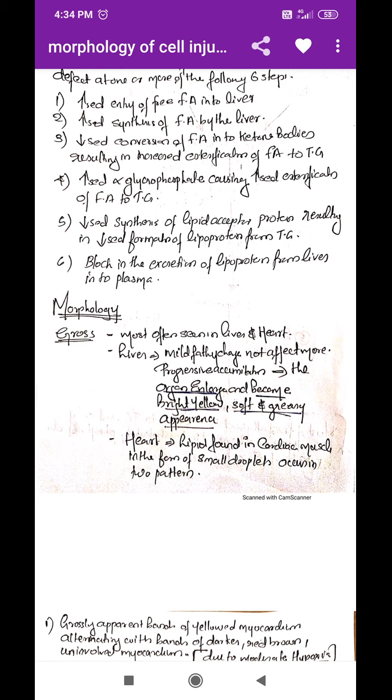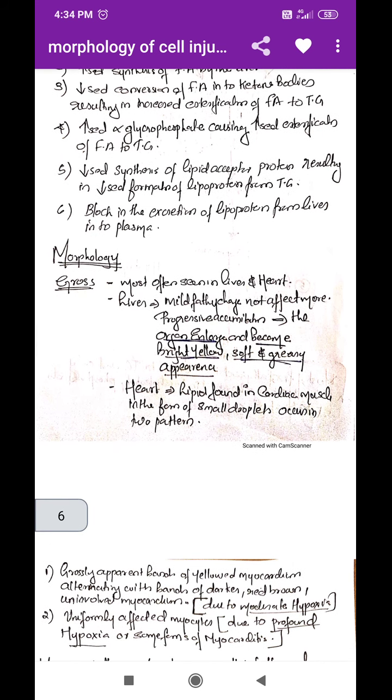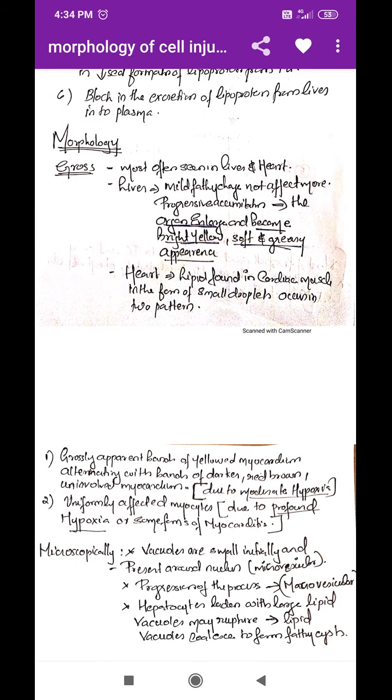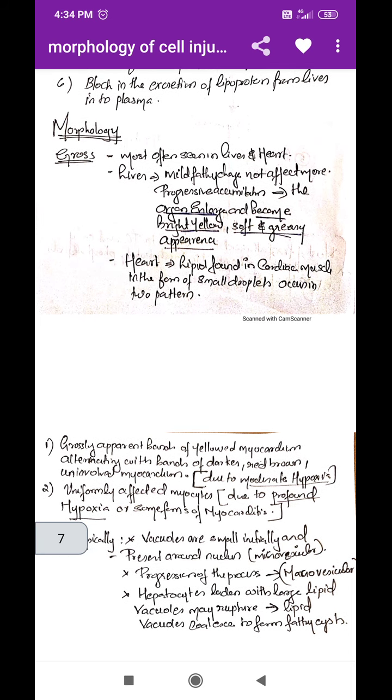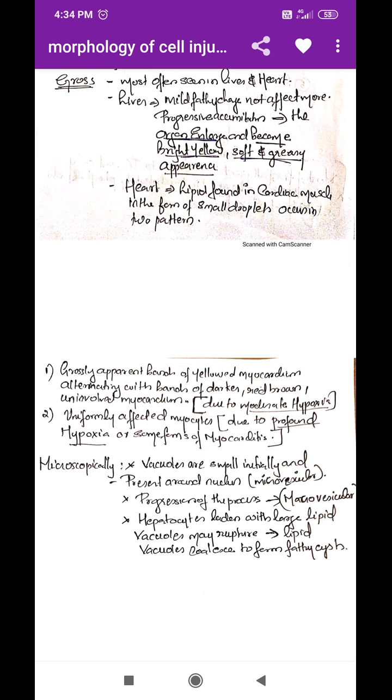Okay, and in the heart mainly two patterns are seen. The first one is due to moderate hypoxia. Grossly, apparent bands of yellowed myocardium alternating with bands of darker red-brown uninvolved myocardium can be seen. The second is due to profound hypoxia or some form of myocarditis, where uniformly affected myocytes can be seen.